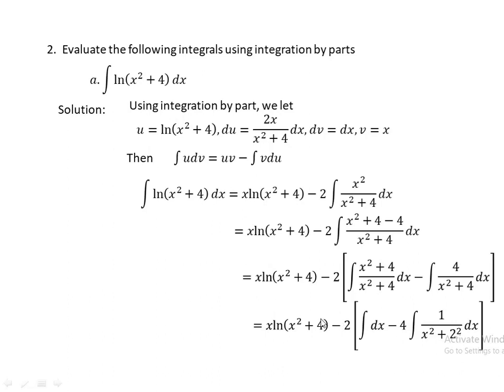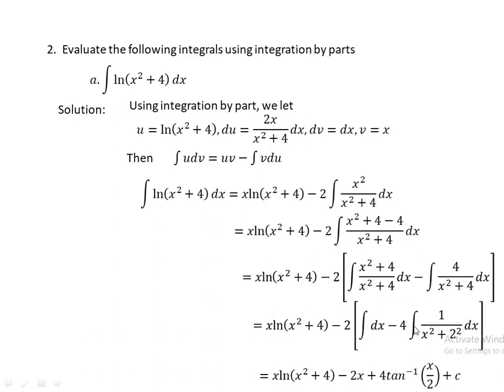So to use that formula, we have x times ln of x squared plus 4 minus 2 into the whole integral of dx minus 4 times the integral of 1 over x squared plus 2 squared dx, which becomes x times ln of x squared plus 4 minus, by rearranging this, 2x plus 4 tan inverse of x over 2 plus c. Why here? Since the integral of 1 over x squared plus 2 squared is 1 over 2 tan inverse of x over 2. Here we have 4, therefore 4 by 2 is 2.